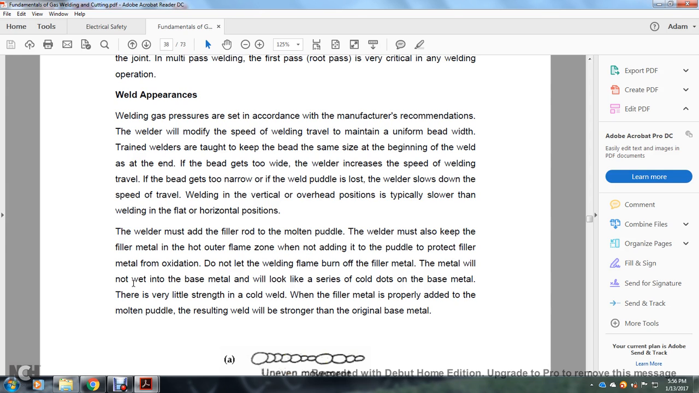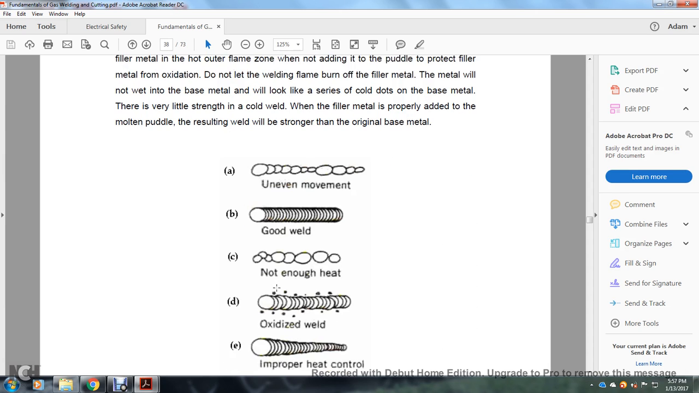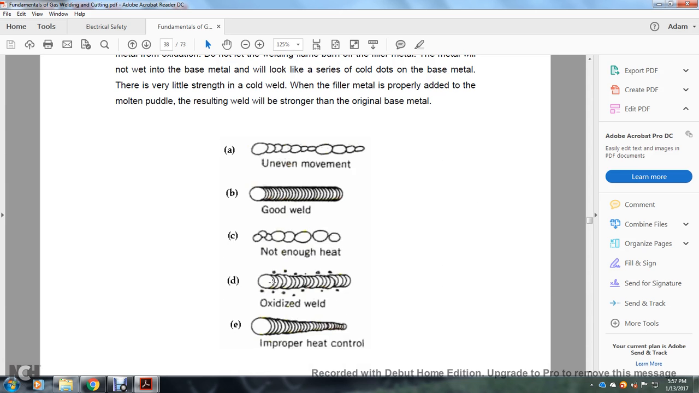The metal will not wet the base metal and will look like a series of cold dots on the base metal. There is very little strength in a cold weld. When filler metal is properly added to the molten puddle, the resulting weld will be stronger than the original base metal. An uneven movement is shown in a bad weld, and a good weld shows even heat, no oxidizing, and proper heating control.